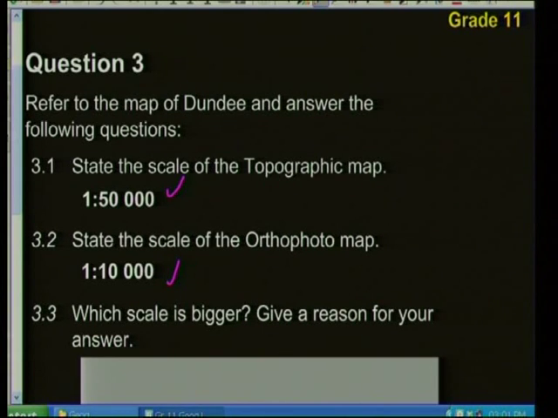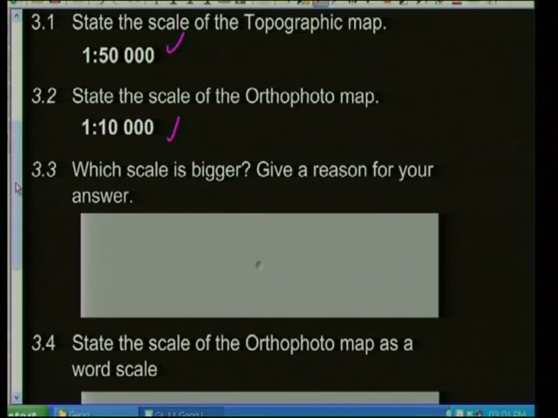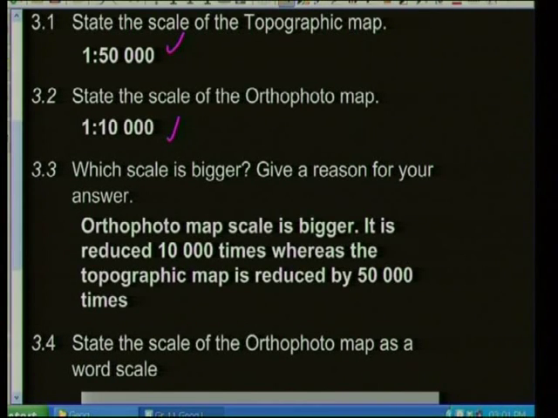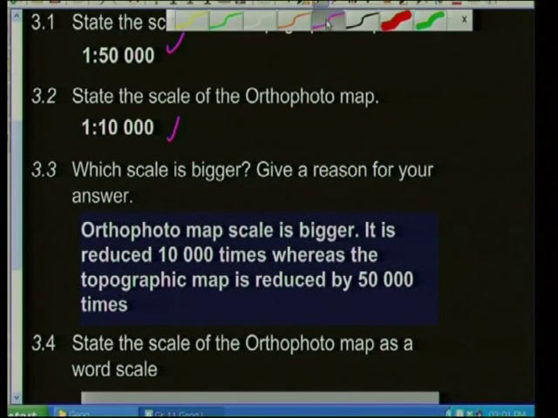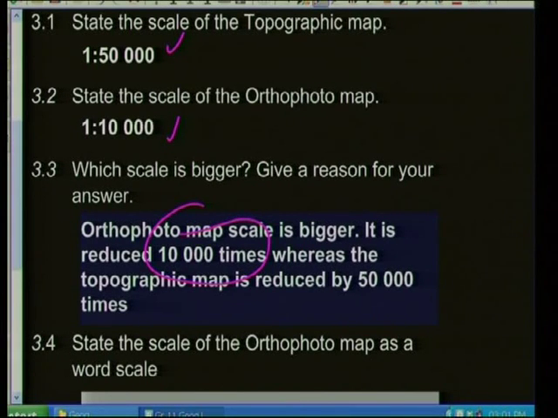Which scale is bigger? There's that question that we spoke about earlier on. Obviously, it's the orthophoto map, because it's reduced only 10,000 times, whereas the topographic map is reduced by 50,000 times. Another one that can come out as a multiple choice question or as an application question. If the application question is 2 marks, the next one would be state the scale of the orthophoto map, not necessarily the topographic map. And learners beware.